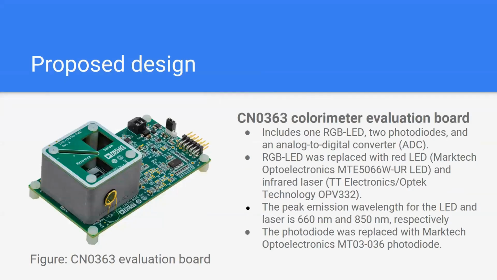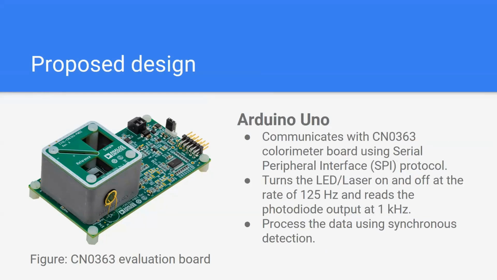And for our prototype, we used CN0363 current meter evaluation boards to collect analog input and convert it to digital signal. And we attached red LED, laser, and photodiode to this evaluation board. And we use Arduino Uno to communicate with the CN0363 current meter board to modulate the LED and laser, and also collect the photodiode voltage.